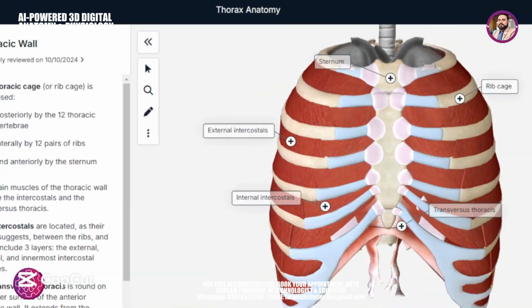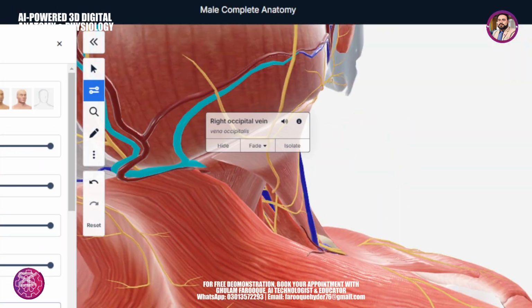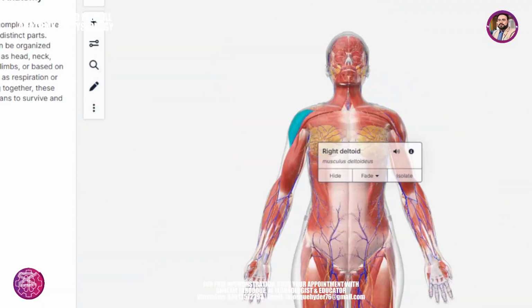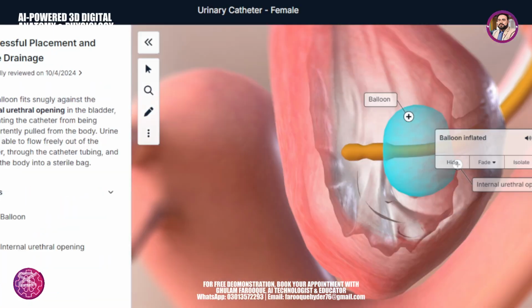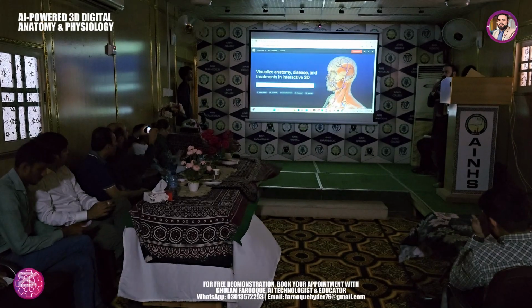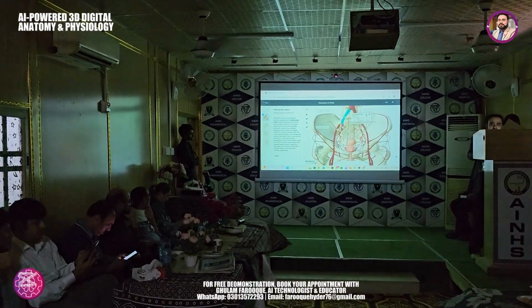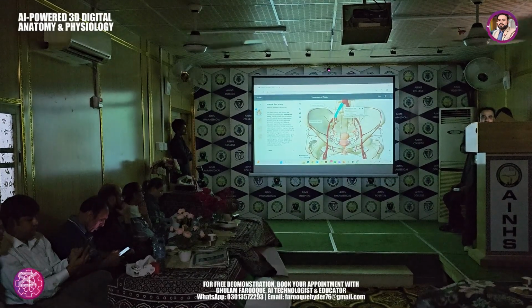AI-powered 3D interactive human anatomy and physiology: step into the future of medical education today. And here's the groundbreaking advantage. This AI-powered 3D interactive human anatomy and physiology has been strategically designed to align with and enhance Pakistan Medical and Dental Council (PM&DC) accreditation requirements.